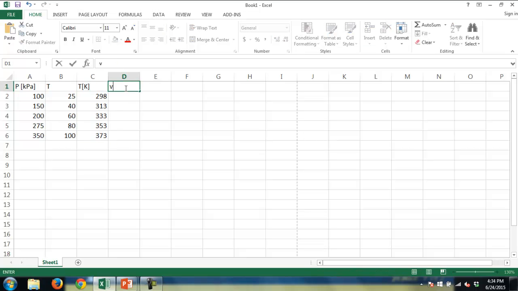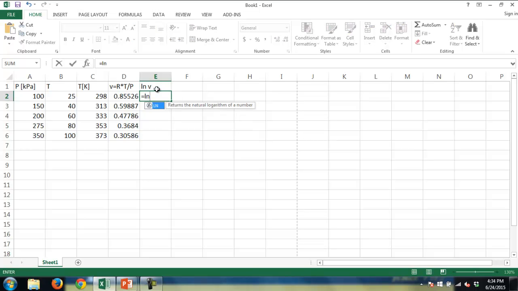Now we'll make this column equal to v. Remember, v is equal to R times T over P. So let's go ahead and do that. R for air is 0.287. Multiply that by the absolute temperature, divided by the pressure, and there's what my specific volumes are. We'll copy that down. And remember, I need to plot the natural log of P and the natural log of v. So let's make this column here the natural log of v, equal to the natural log of this column right here.